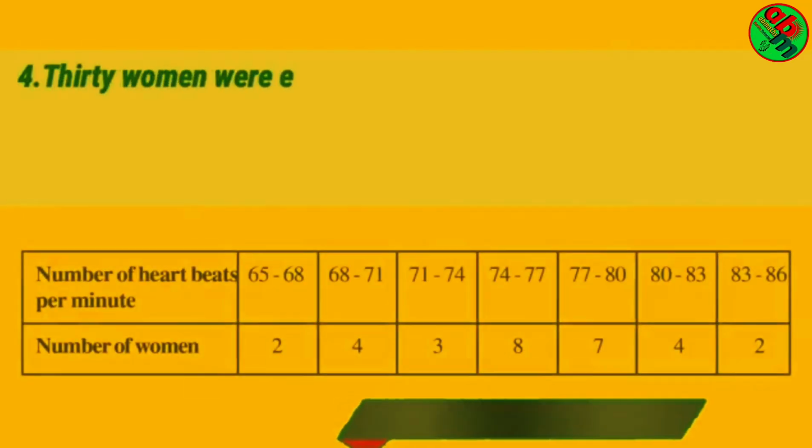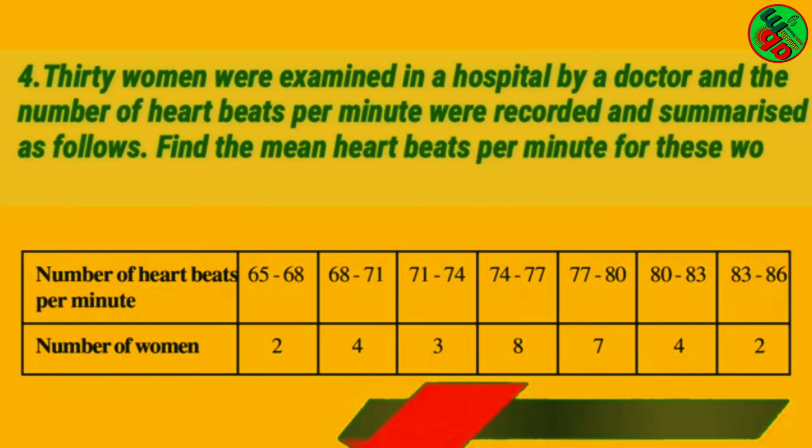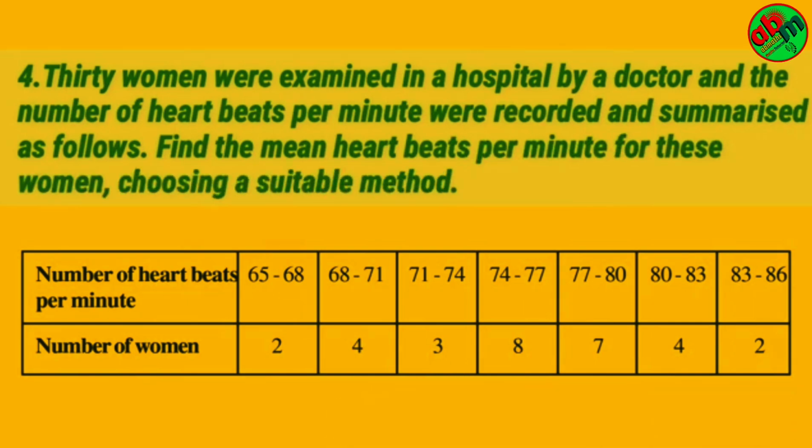Here we have a question. 30 women were examined in a hospital by a doctor, and the number of heartbeats per minute were recorded and summarized as follows. Find the mean heartbeats per minute for these women, choosing a suitable method. The table is given below, and let us solve it.